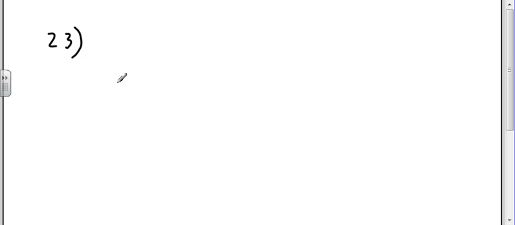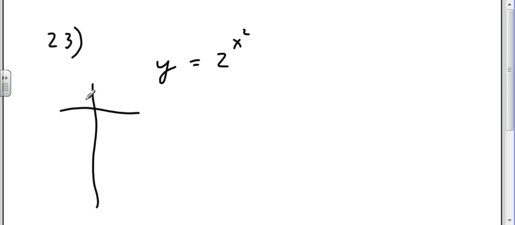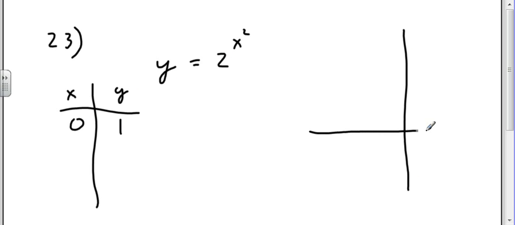23. y is equal to 2 to the x squared. Okay, well, we'll do x's and y's. So when x is 0, y is 1. So isn't that good? We have a point already, right there, y is 1. When x is 1, y is going to be 2. Now we have 2 points.